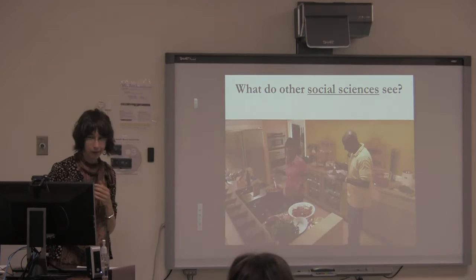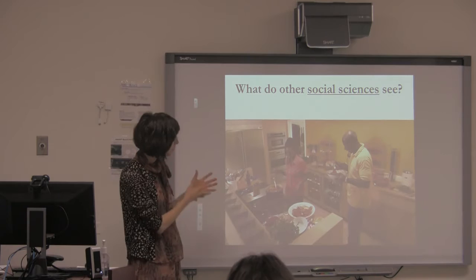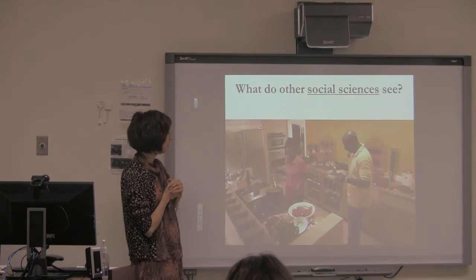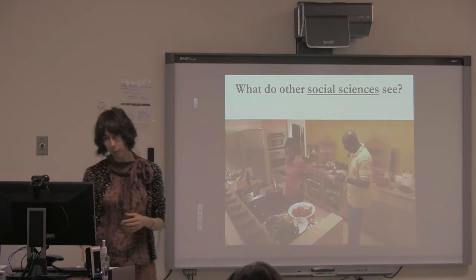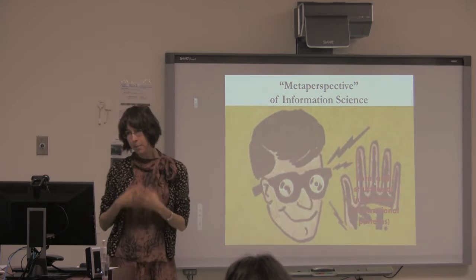Anthropologists would probably focus on nutritional aspects here and food production. This is something anthropologists are into, and whether these people come from formerly hunter-gatherer, fisher, or agrarian societies. I mean, these are the ideas and concepts of anthropologists. So what then is the meta perspective of information science as we gaze at this culinary site?